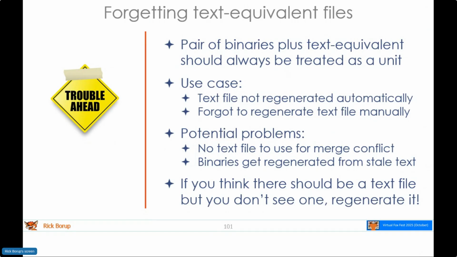So, my rule of thumb there at the bottom is when you're looking at the unstaged files and you're dealing with binaries, you should always treat the pair of binaries and the text equivalent as a unit. If there is no text file and you think there should be one, regenerate it. I showed you how to do that from within Sourcetree. So it's an easy step. If it doesn't create one, it means the new one is the same as the old one. If it does create one, it'll pop up in the unstaged files area and you'll be able to work with it.